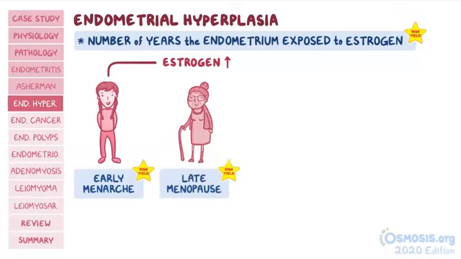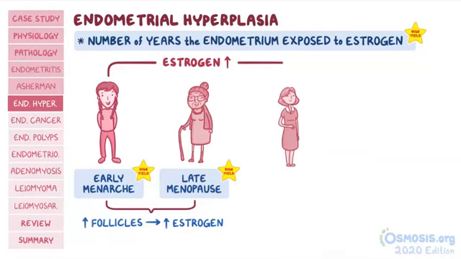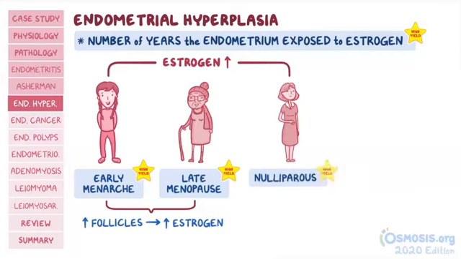This is because these people have experienced a greater number of menstrual cycles, where more follicles have grown, and more estrogen was secreted by these follicles. The same goes for females who have never given birth, also called nulliparous, who are at a higher risk than those who have been pregnant.